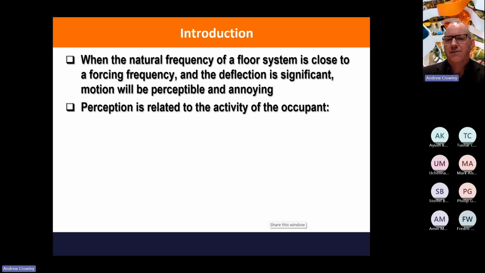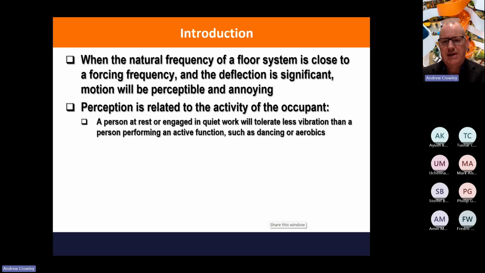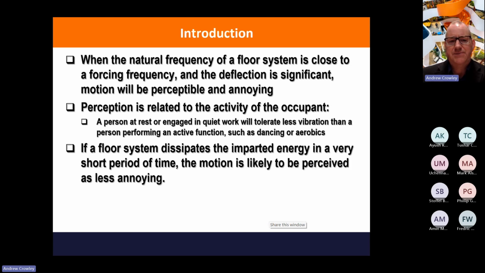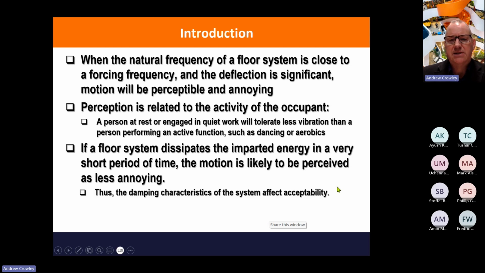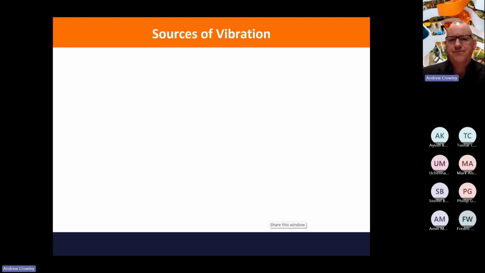The perception of the vibration in the floor is related to the activity of the occupant. If, like me, you're engaged in quiet work, you may tolerate less vibration than a person performing an active function such as dancing or aerobics. If the floor system dissipates that energy in a very short period of time, the motion is less likely to be perceived as annoying. As well, the damping characteristics of the system will also affect the acceptability. If you've got lots of damping, which comes from secondary features like your surface finishes, your partitions, and so on, then your annoyance about the vibration can be much less.